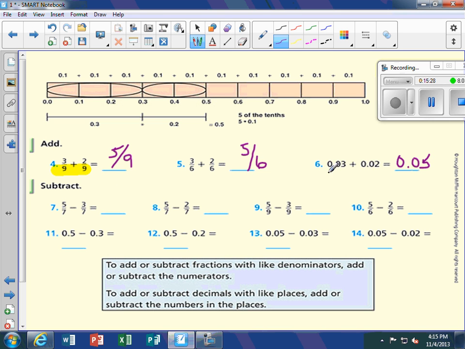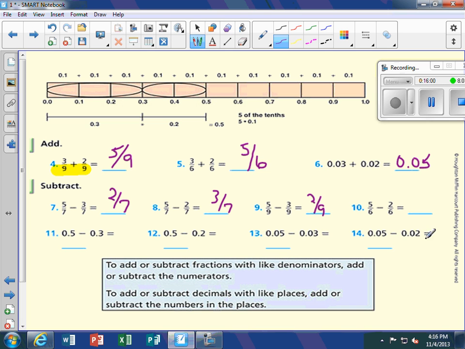Same thing with subtraction. So now you have 4, 5, and 6. Same denominator. 5 minus 3 is 2 over 7. 5 minus 2 is 3 over 7. Copy these down, please. Number 9, 5 minus 3 is 2 over 9. To add or subtract fractions with like denominators, add or subtract the numerators.